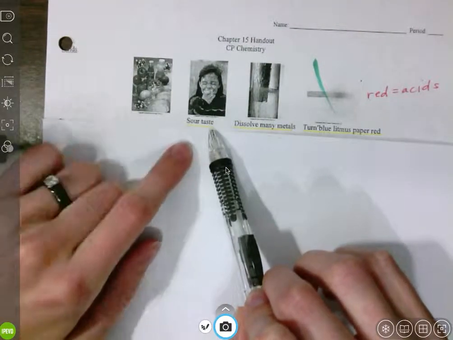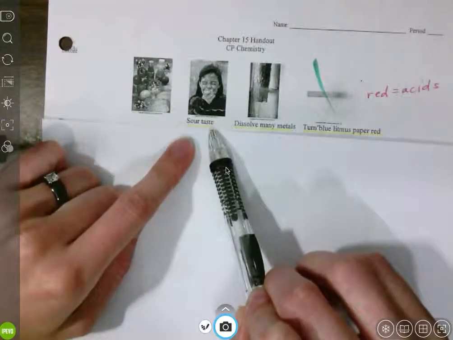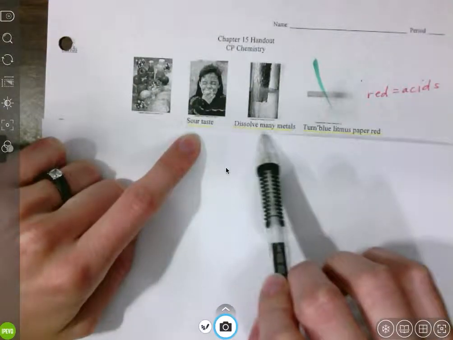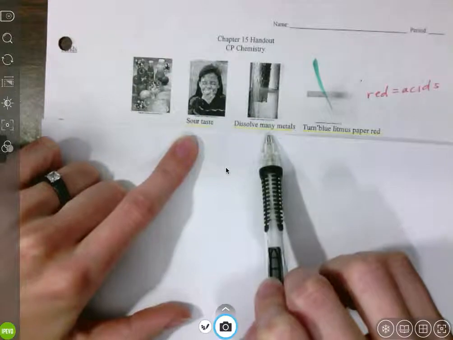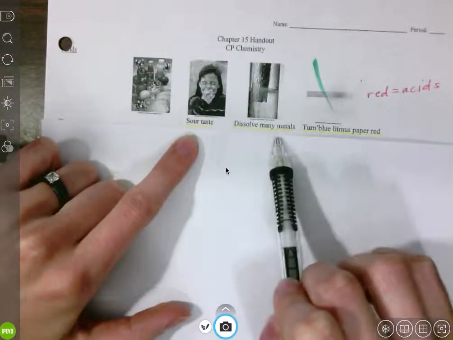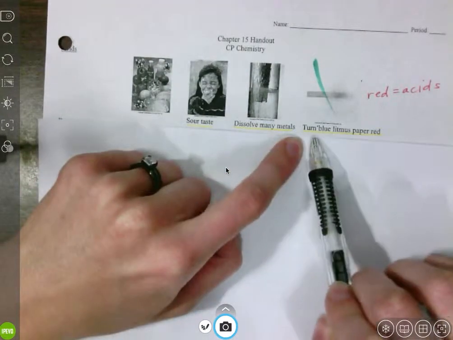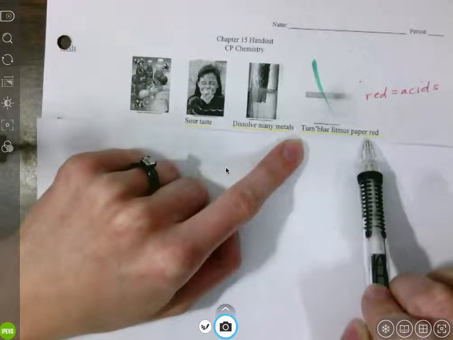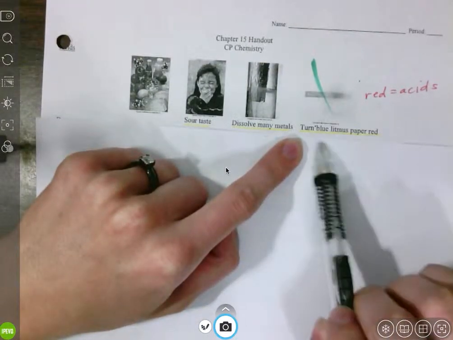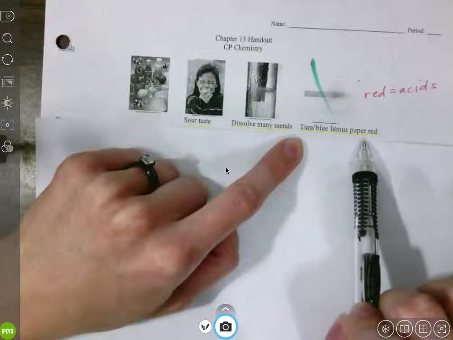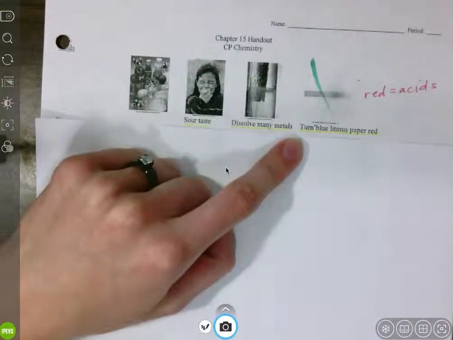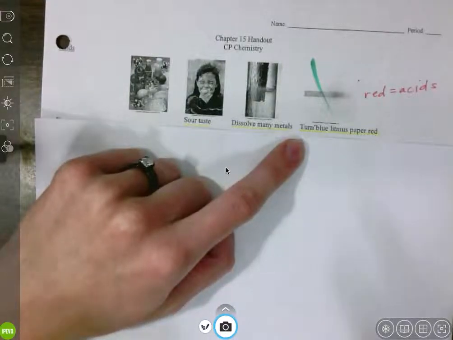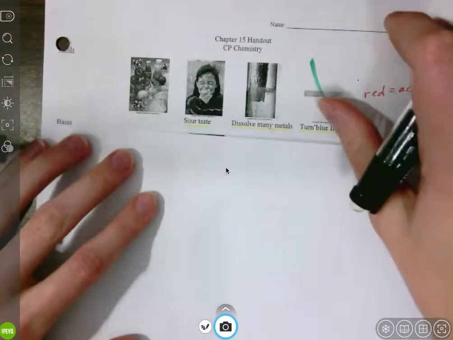So acids typically taste sour, like lemon juice, for example. They dissolve many metals. They are going to produce hydrogen gas as they're dissolving metals. And then they're going to turn blue litmus paper red. So I'll get to this red equals acids in a second. But litmus paper comes in blue and red. And for blue litmus paper, acids are going to change it to red indicator.